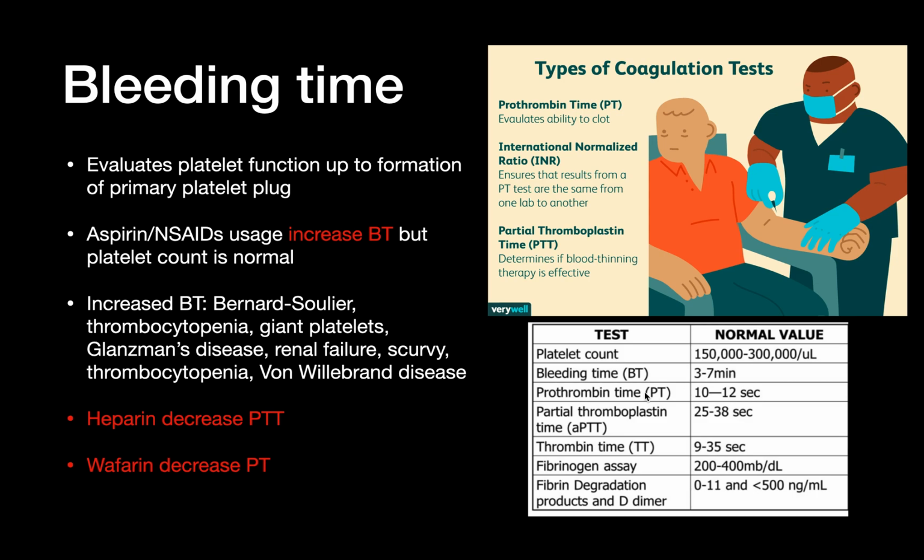The prothrombin time is about 10 to 12 seconds, and it evaluates the ability to clot. Warfarin is going to increase the prothrombin time. The partial thromboplastin time is about 25 to 38 seconds, and that's going to determine if the blood thinning therapy, especially heparin, is effective. And the INR is the International Normalized Ratio, and that ensures that the results from a PT test are the same from one lab to another.